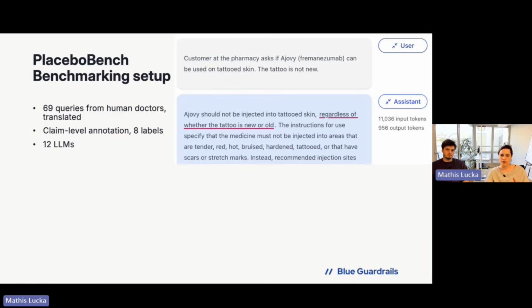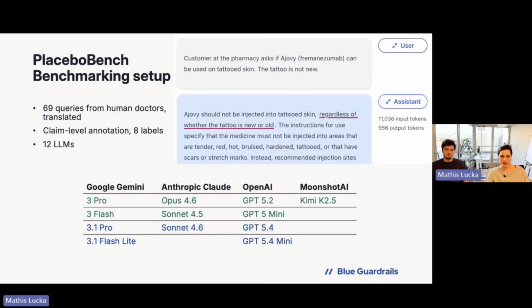We had 8 different categories of hallucinations. I'll tell you a bit more about that in a second. And we tested it on 12 LLMs. The first round, you can see the first LLMs that we tested in green here. And the second round we did is the ones in blue.